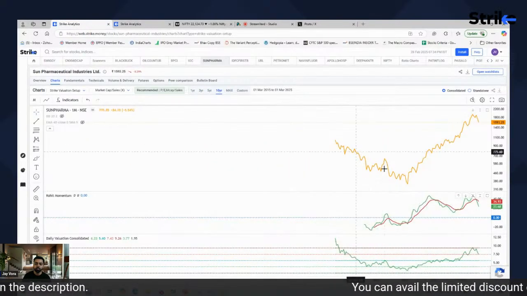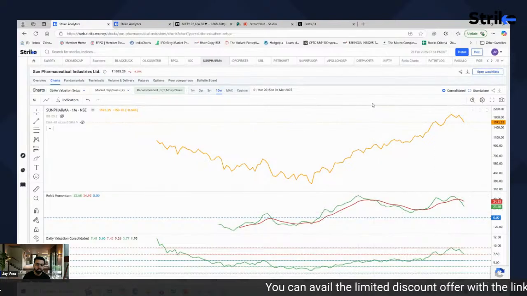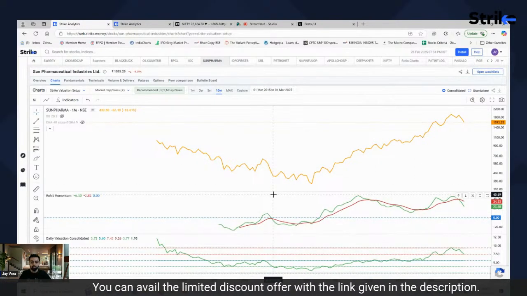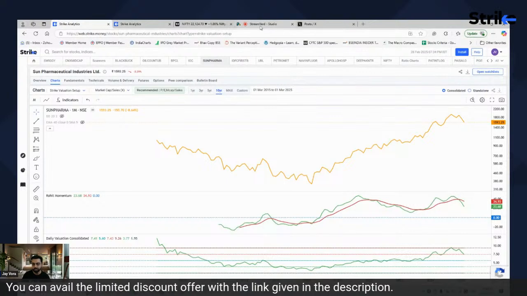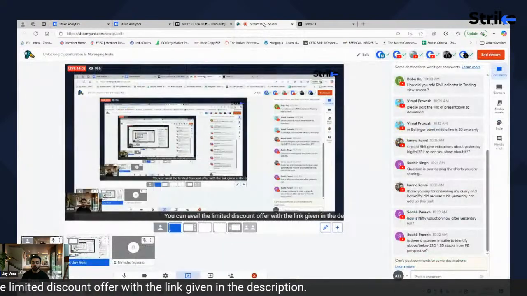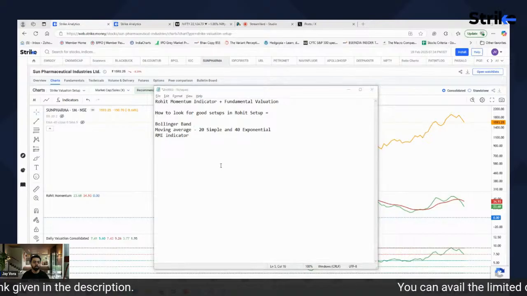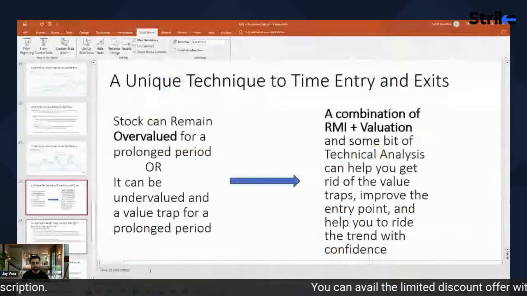You can simply look at what's the valuation, and you will be able to figure out for yourself what is happening in the stock and what actions you need to take. Okay, so, yes, now coming back to the method.